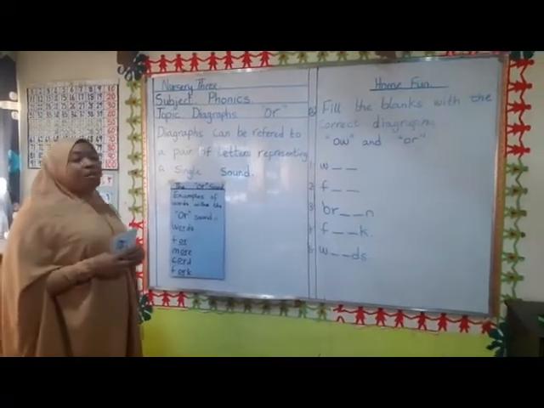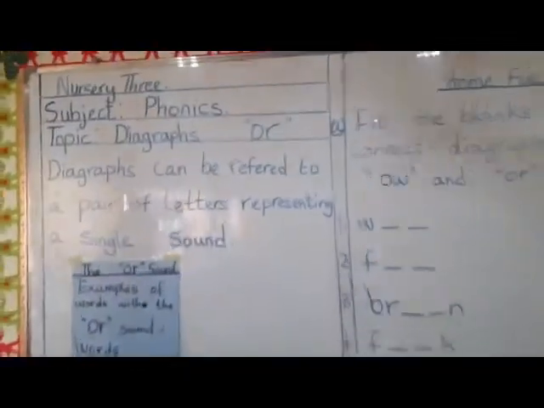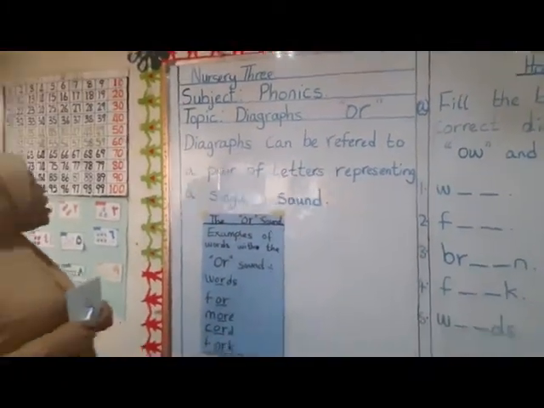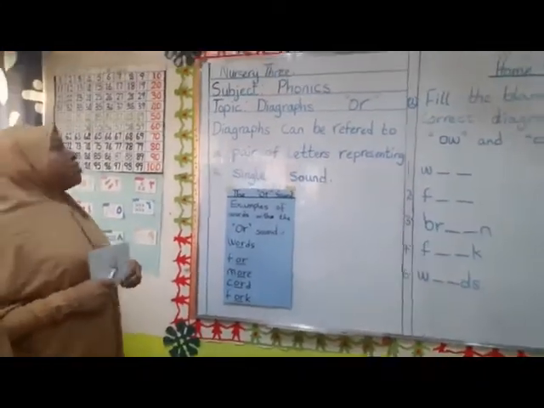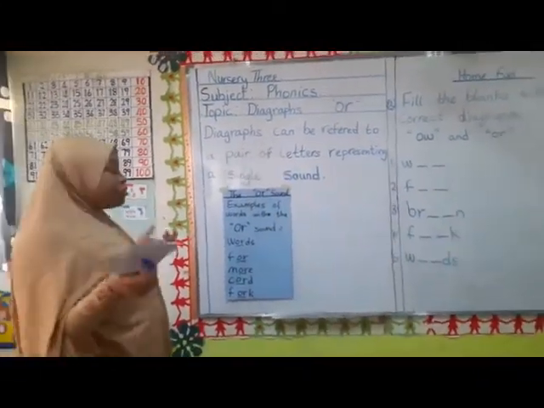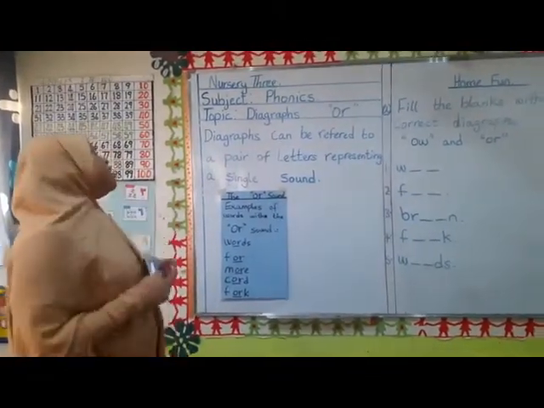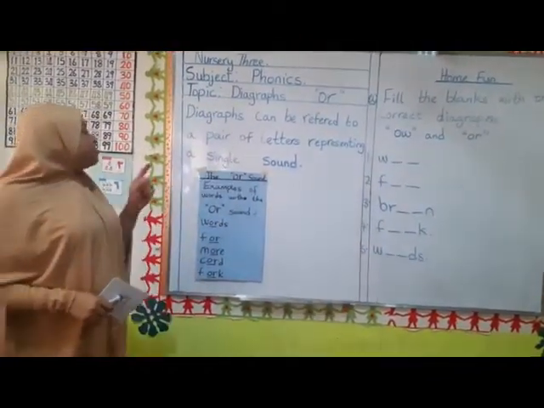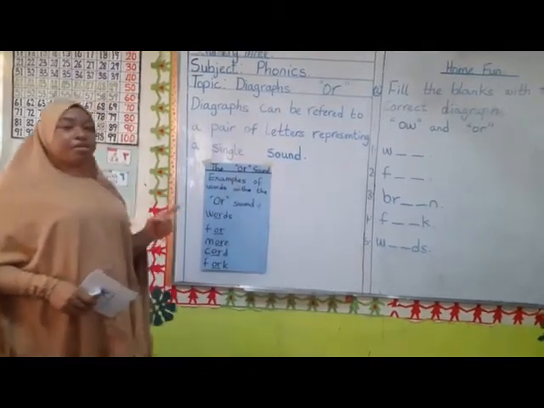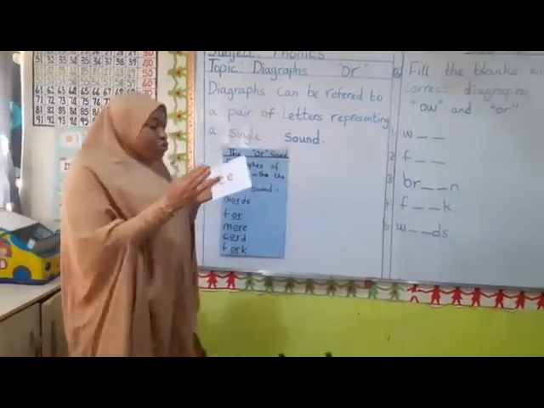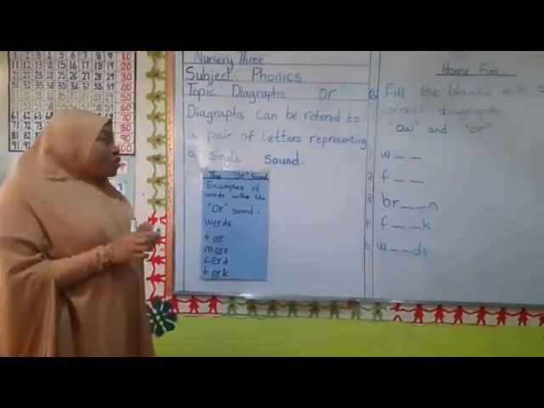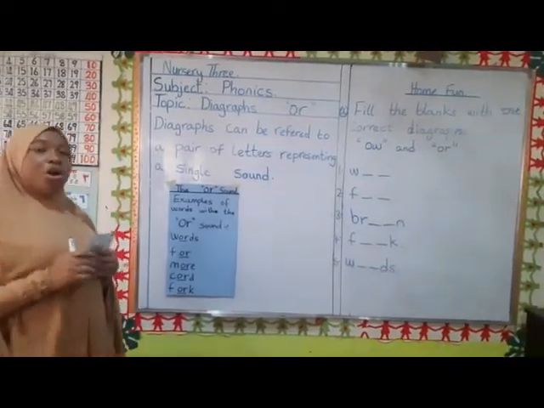Letter O and R. O and R is a digraph, and before we move on to examples of words and how to pronounce O and R, let's quickly go over the meaning of digraph once again so that we will never forget and always remember anywhere we hear the word digraph. A digraph can be referred to as a pair of letters representing a single sound. It means two letters coming together to have just one sound.